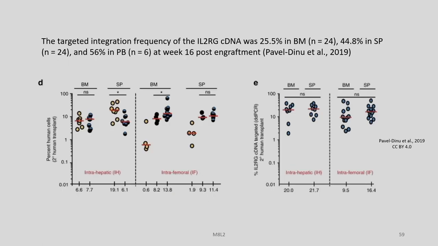The targeted integration frequency of the IL2RG cDNA was 25.5% in BM, 44.8% in SP and 56% in PB at week 16 post engraftment, as reported by Pavel Dino.